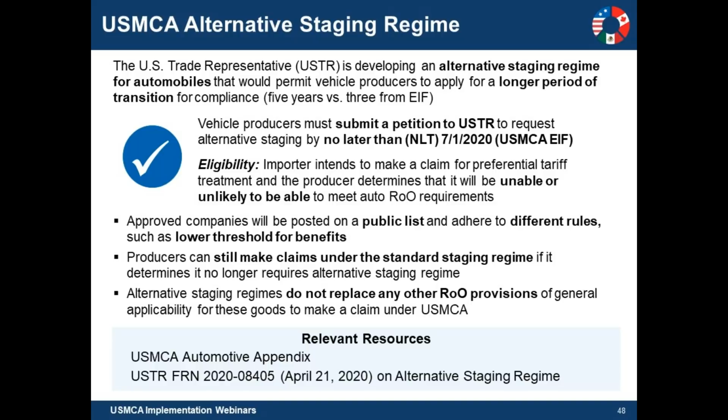Companies which are approved in this application will be posted to a public list by the U.S. Trade Representative and adhere to different rules, such as lower thresholds for benefits. Producers can still make claims under the standard staging regime if they determine they no longer require alternative staging. Alternative staging does not replace any other rules of origin provisions of general applicability for these goods to make a claim under the U.S.-Mexico-Canada Agreement.